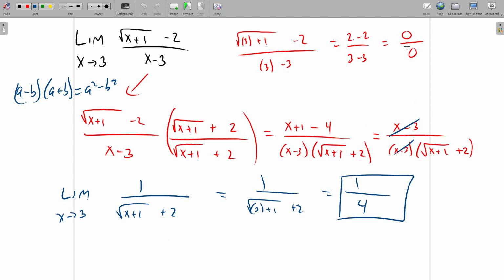Or if we end up with an indeterminate form, and we have a square root in there, we want to multiply by the conjugate of the piece that has the square root, whether that's the numerator or the denominator, to cancel out the piece that's causing the 0 over 0, and then reevaluate the limit. All right, so that's it for solving limits algebraically.